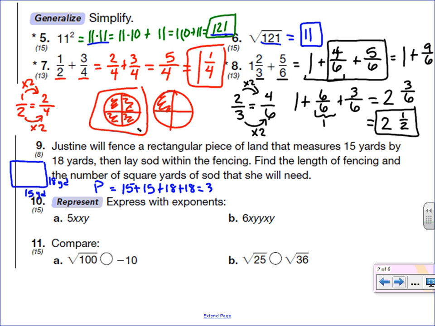15 and 15 is 30. 18 and 18 is 36. 30 and 36 is 66 yards of fencing that she'll need.